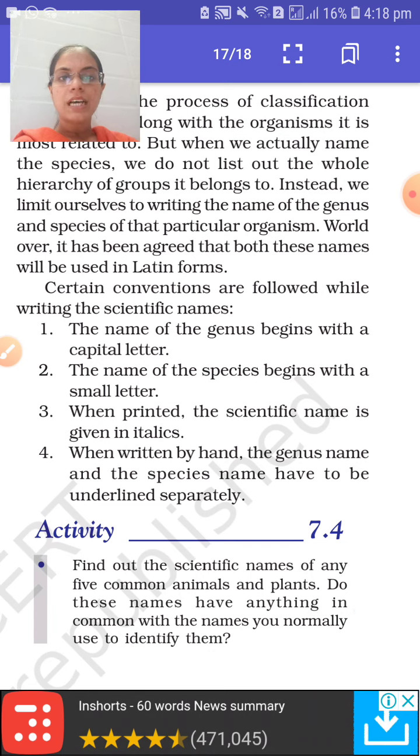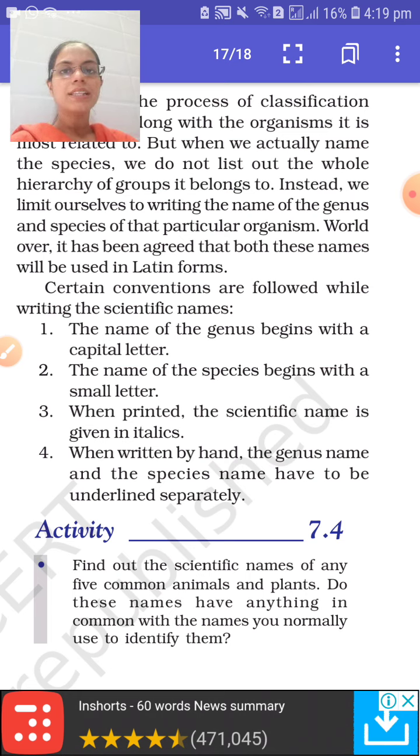Certain conventions are followed while writing the scientific name. The name of the genus begins with a capital letter. Whenever you write the name of the genus, it should be written in a capital letter. The species should be written in small letters. When printed, the scientific name should be in italics. When written by hand, the genus name and the species name have to be underlined separately.